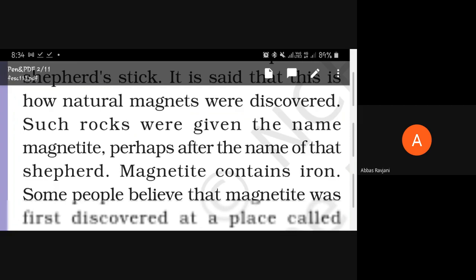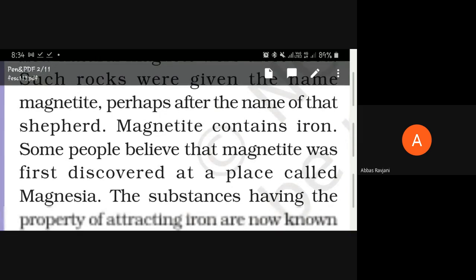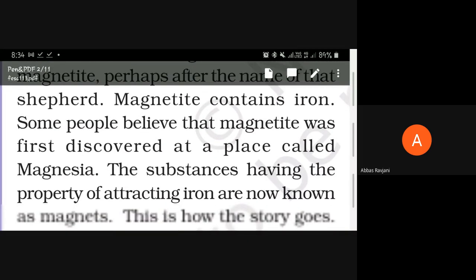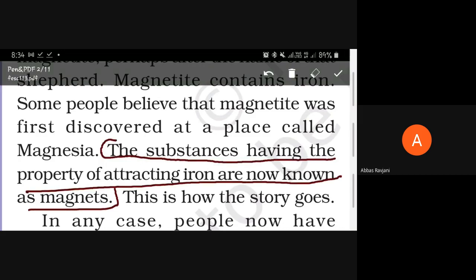And there is also one other story: some people believe that magnetite was first discovered in the place of Magnesia. So there are two stories. One is the shepherd's name, another is the place, Magnesia. So the name magnetite is given to this rock. The substances having the property of attracting iron are known as magnets. This is the definition of a magnet. So this is the story of how the magnet was discovered.